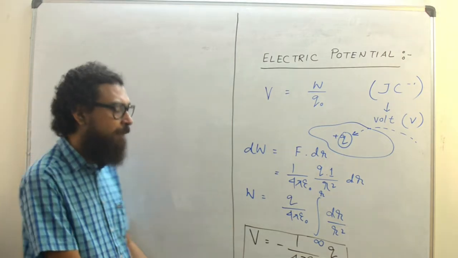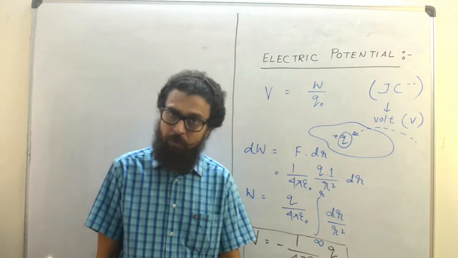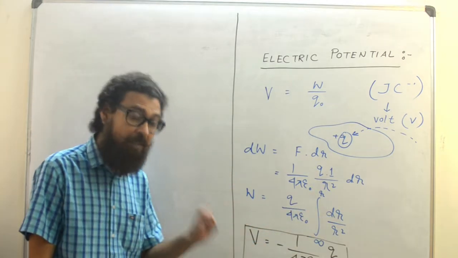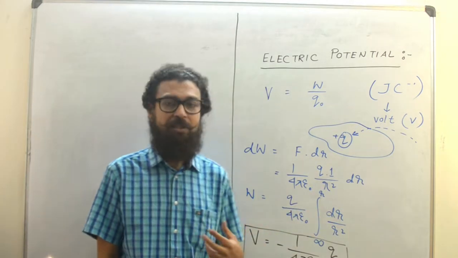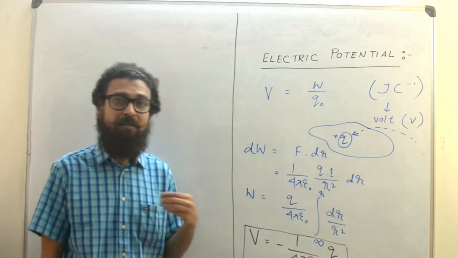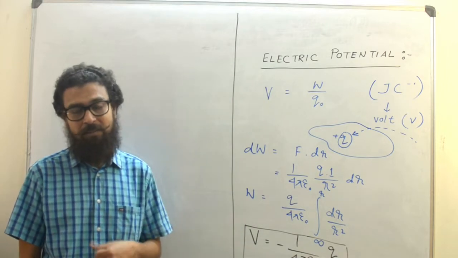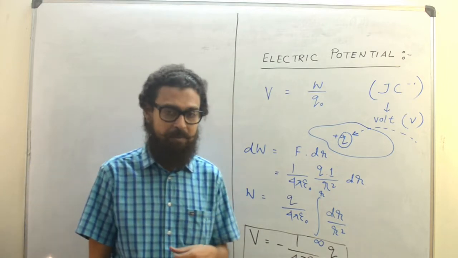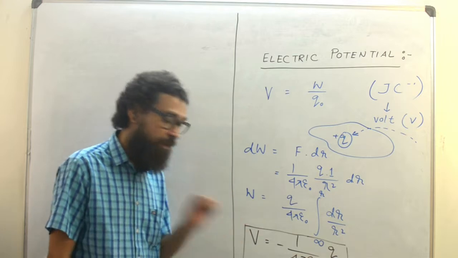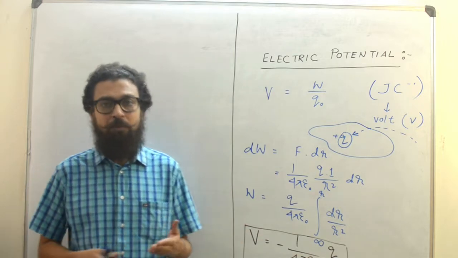This is a simple thing. The unit of potential is volt, and this is a scalar quantity. So when we calculate potential, it is much easier than calculating the electric field, because the vector aspect is no more here. Alright, so now we'll move into the next.